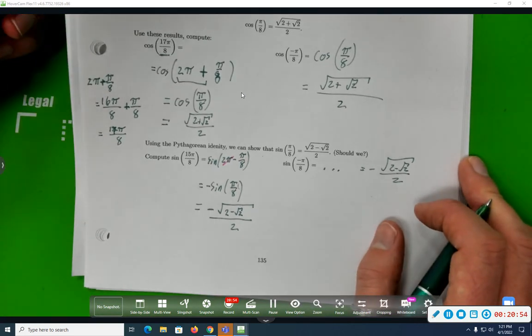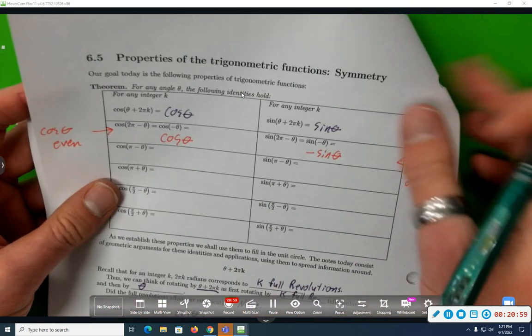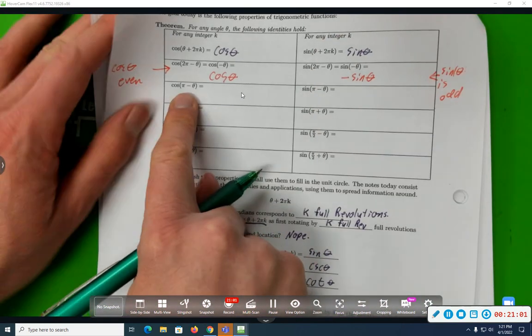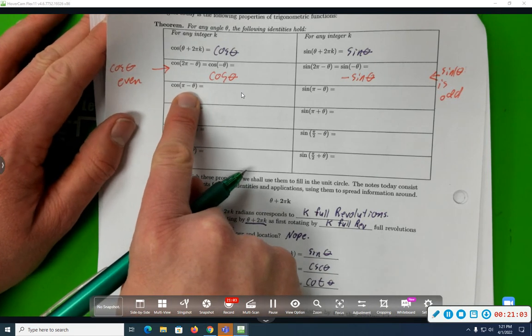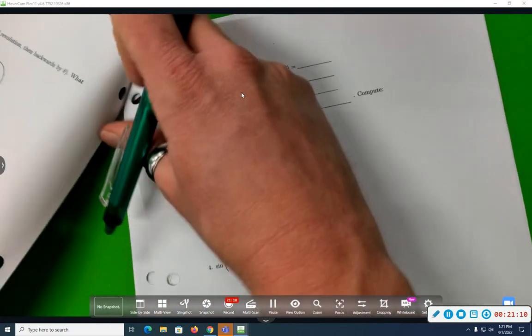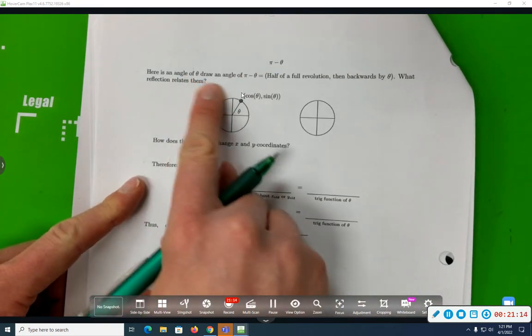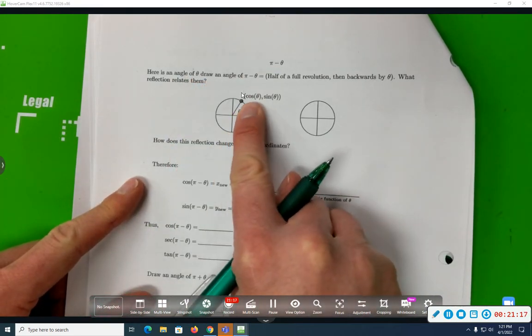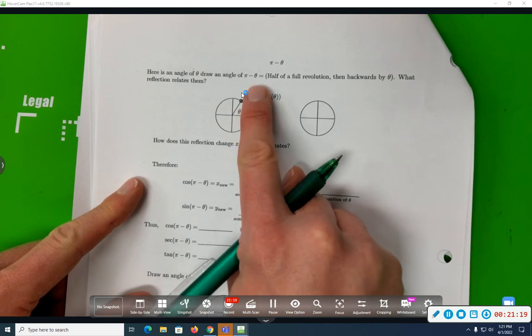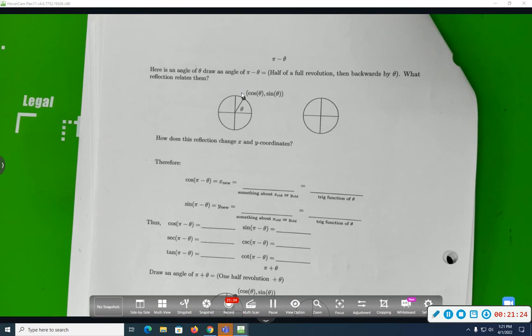So the next thing in the list, I'm going to flip back and then flip forward, is what happens if instead of thinking about an angle theta, you think about pi minus that angle theta. Let's try to draw a picture of that. So here's the result of rotating by an angle of theta. Let's try to draw an angle of pi minus theta.